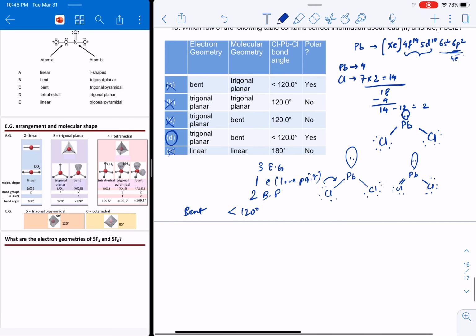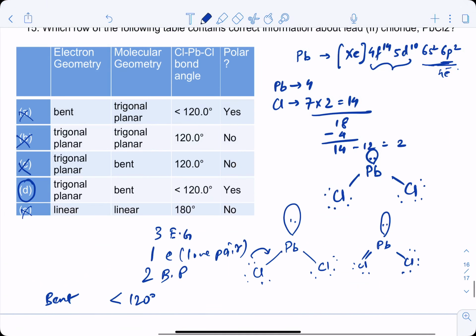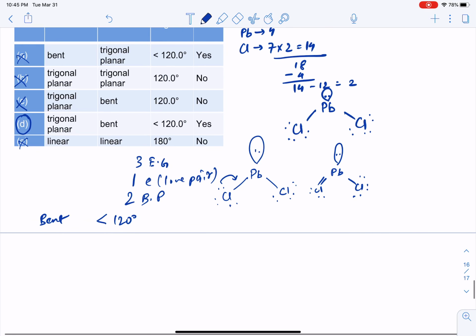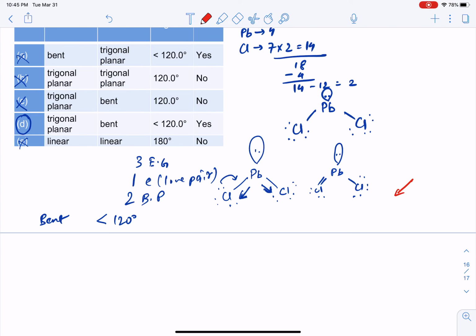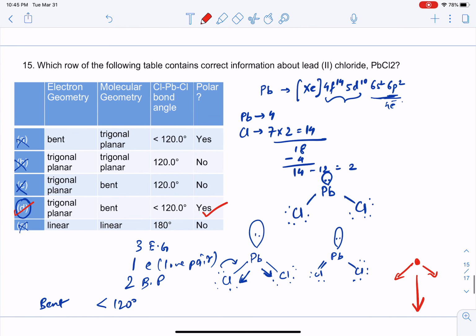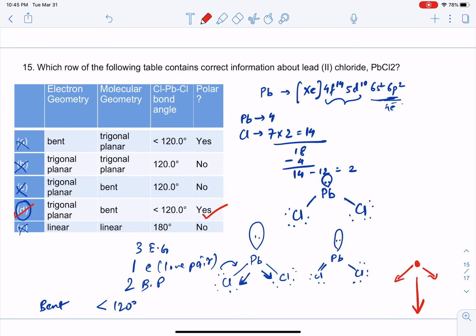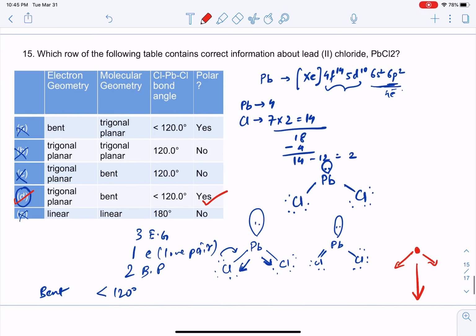Let's get back to the bigger screen. You know that chlorine is more electronegative, so it will pull electrons towards itself, and the overall resultant polarity would be something like this: if I consider this as Pb, the overall polarity would be downward. So yes, this is polar, so your answer is D. So we got the answer for the 15th one, that's D. So we are done with part A now.